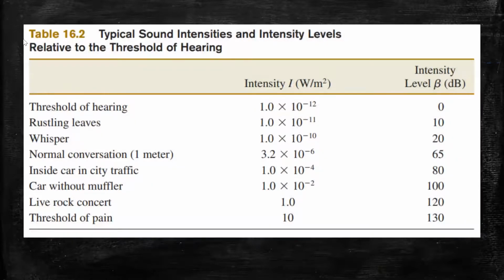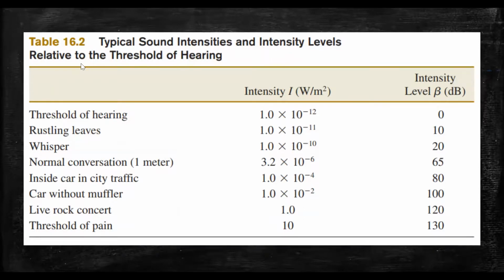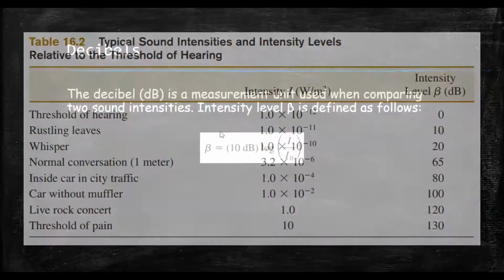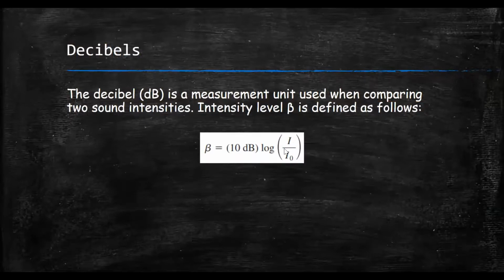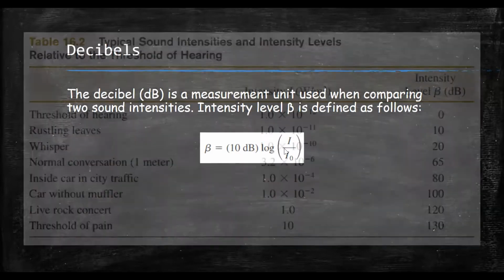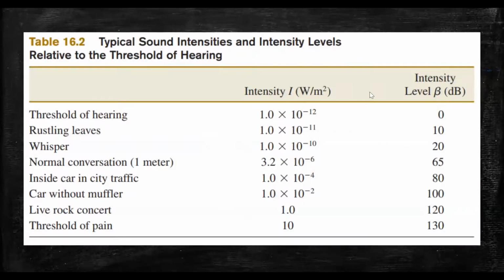So here is the table for typical sound intensities and intensity levels relative to the threshold of hearing, using human hearing as the base to which we compare the intensity, so we can get the intensity level here.